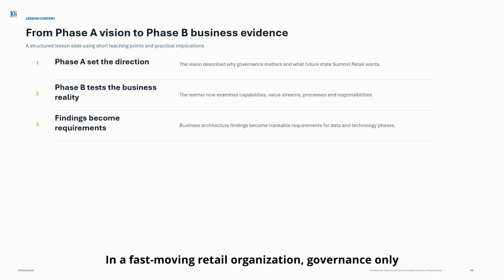In a fast-moving retail organization, governance only becomes real through things like customer journeys, product lifecycle decisions, merchandising processes, supplier management, store operations, distribution logistics, finance reporting, and digital commerce. If you cannot directly connect a governance recommendation you've made to one of those tangible business realities, your recommendation is probably just too abstract for Phase B.